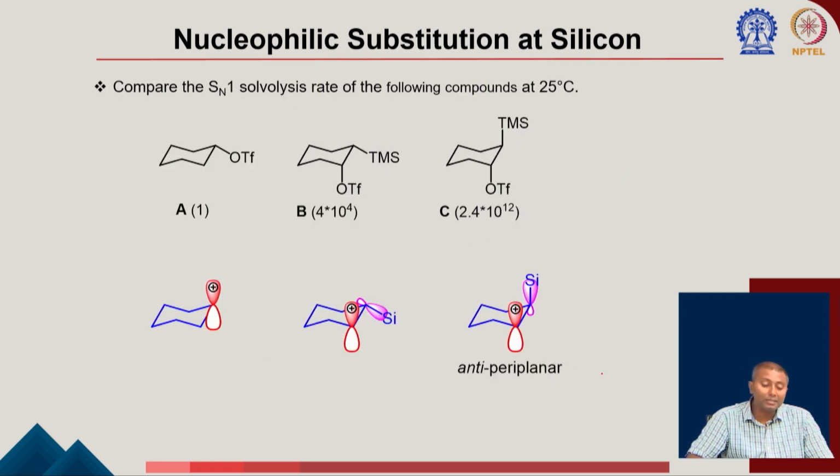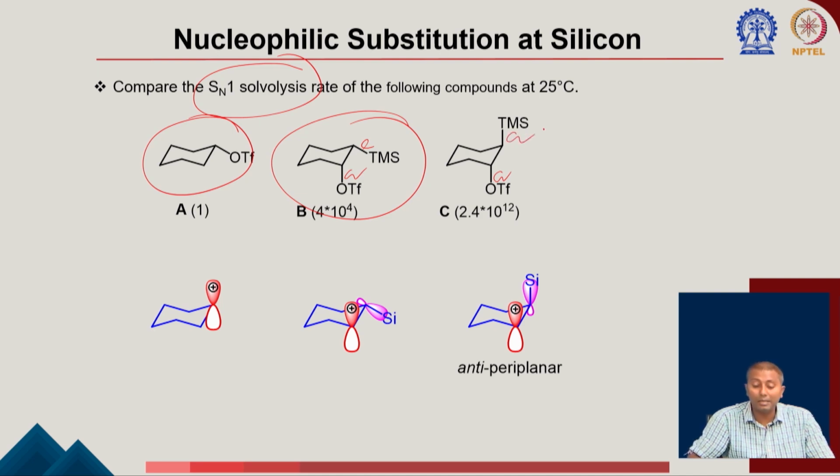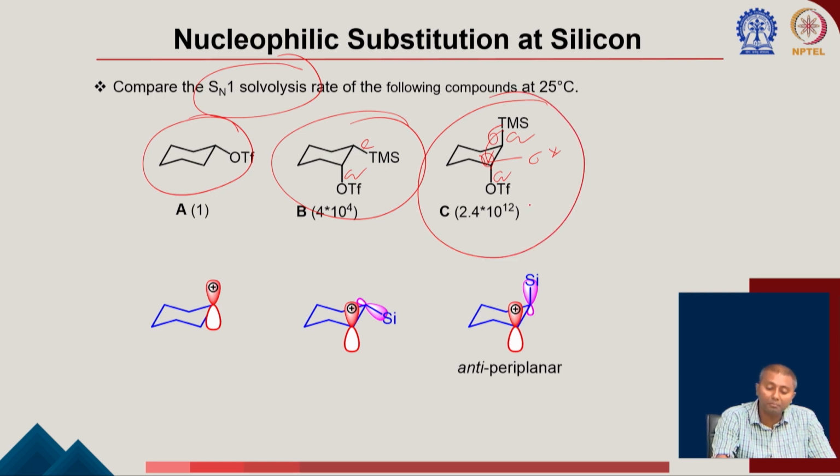Another example here is about the solvolysis rate for this compound versus the other one. Now here it is the equatorial position, and this is the axial position. When they are both in the axial position, you can think about the carbon silicon sigma bond giving electron density to the corresponding sigma star orbital here, and this donation is possible because they are anti-periplanar. That is why in this particular compound we will have a much higher solvolysis rate compared to B or A, because of this anti-periplanar geometry.